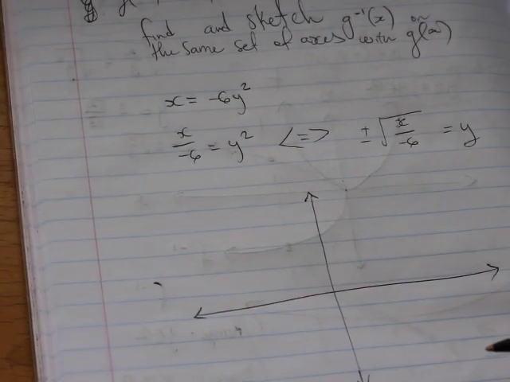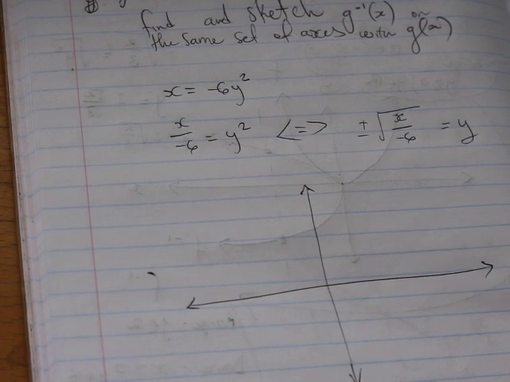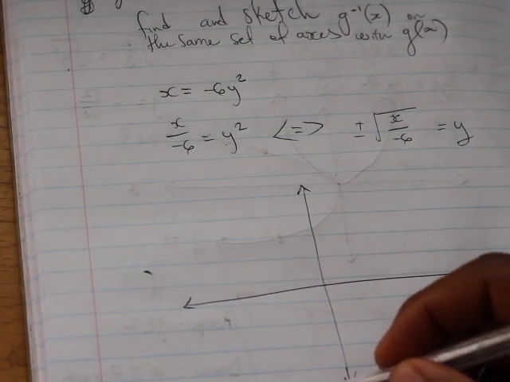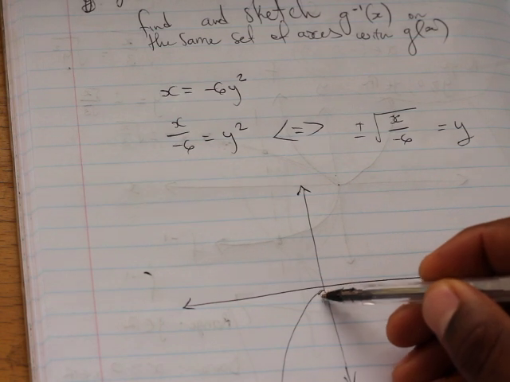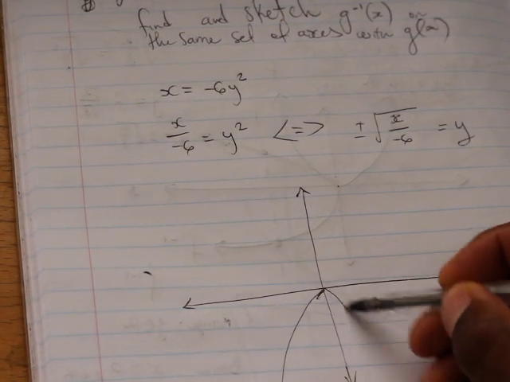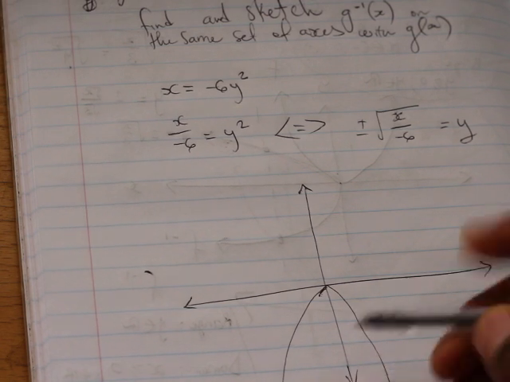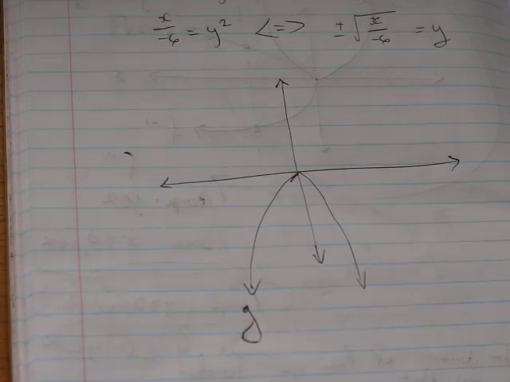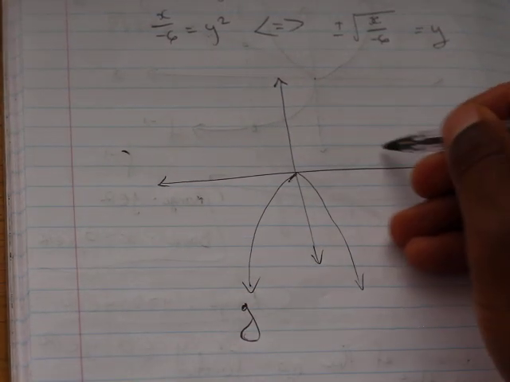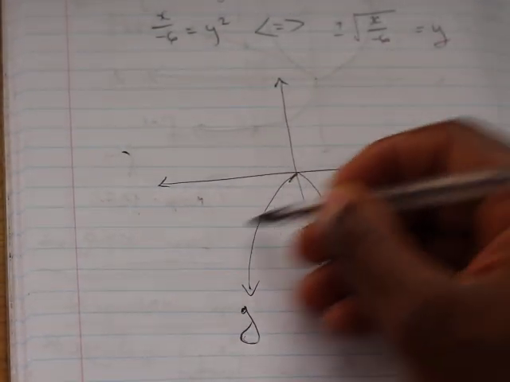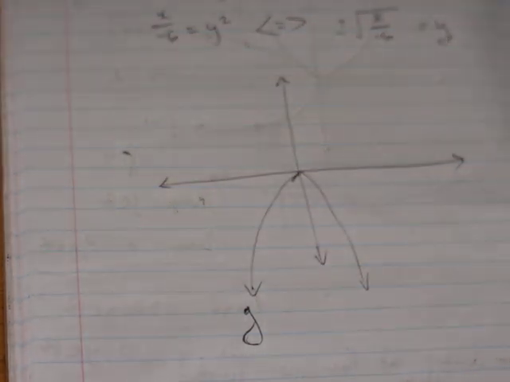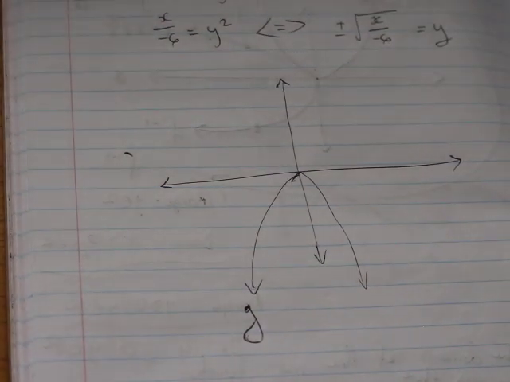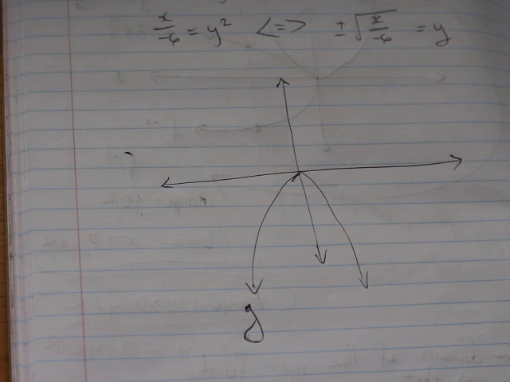Let's investigate this one, because we know normally the main function is going to be like this. That's the main function, that's just g. So what's the inverse going to look like? Is it going to be this side, or that side? That's the big question.